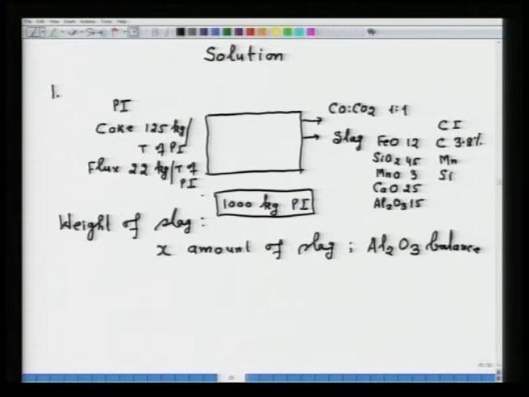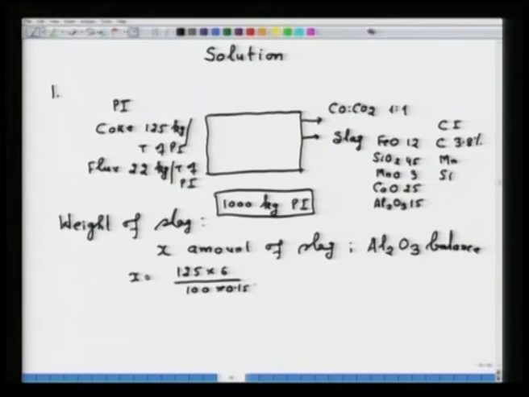So, if I do the Al2O3 balance, then I can immediately calculate X, that is equal to 125 into 6 upon 100 into 0.15, that is the 15% Al2O3 in the slag. So, immediately I get the amount of slag is 50 kg. Now, what I thought, let us calculate by having the calcium oxide balance. I mean, both should give the same answer.